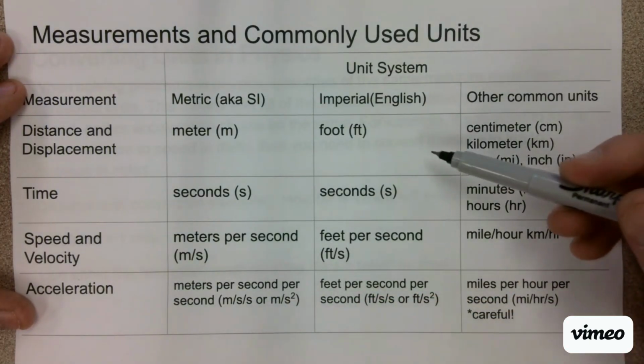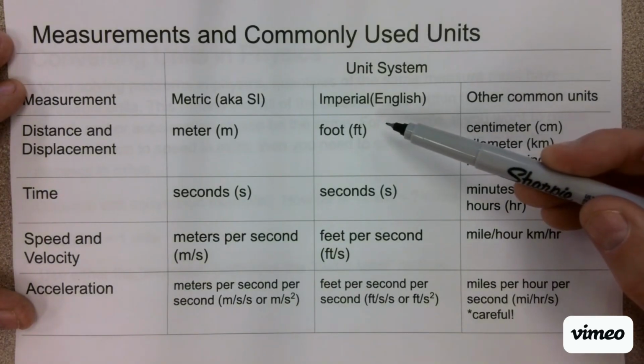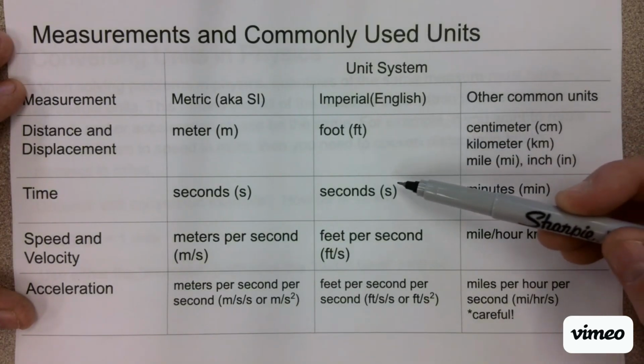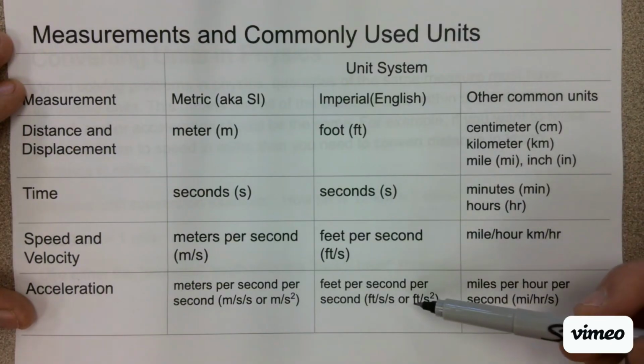But other times you might be measuring something in the English system, something like a distance in feet and a time in seconds, which means you could find a speed in feet per second, or you could find an acceleration in feet per second squared.